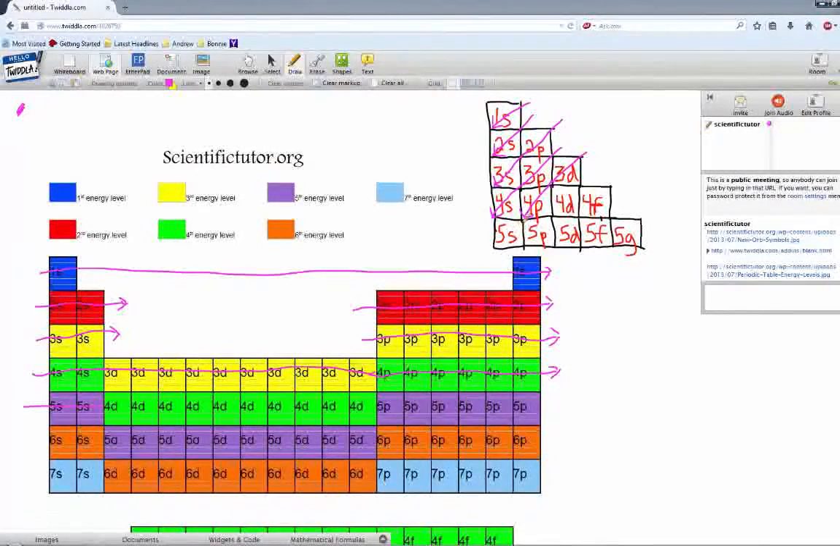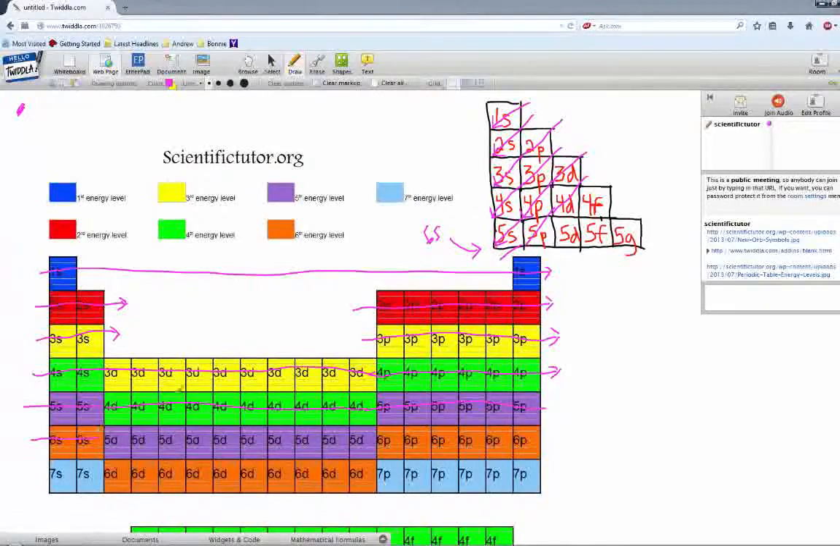Then the 5s orbitals. Next are the 4d orbitals, then the 5p orbitals. And down here we can continue this, I just didn't have room. Down here will be the 6s orbitals. So this will be 6s at the bottom because we pass through here 6s.